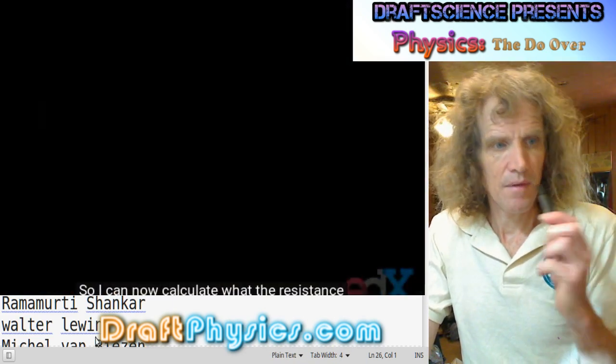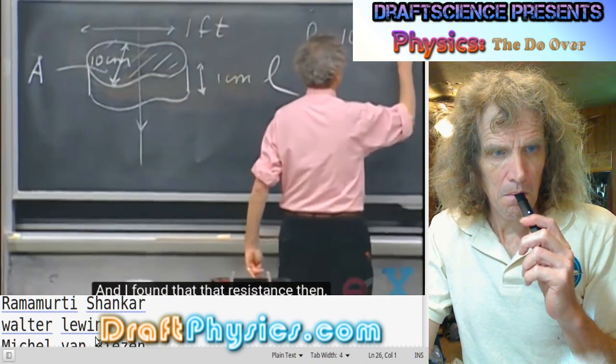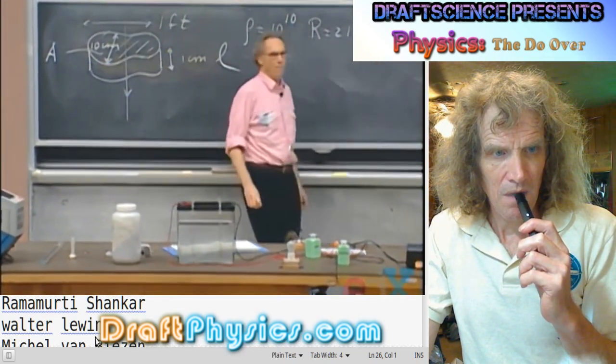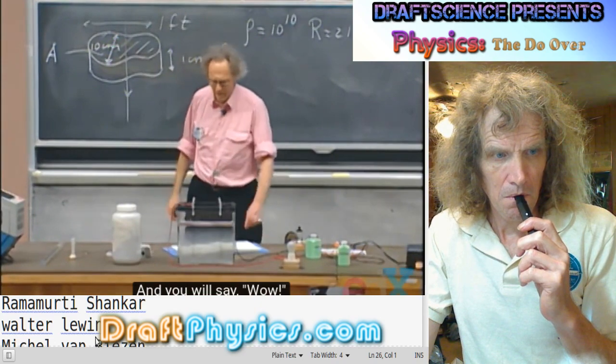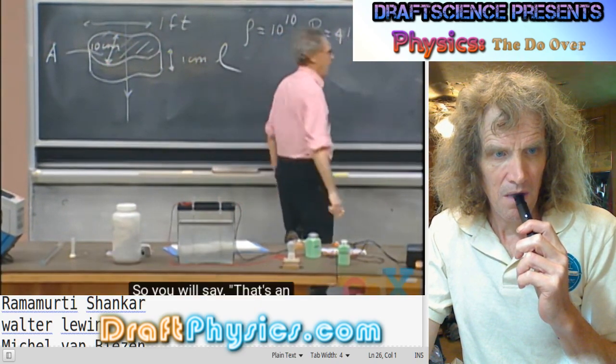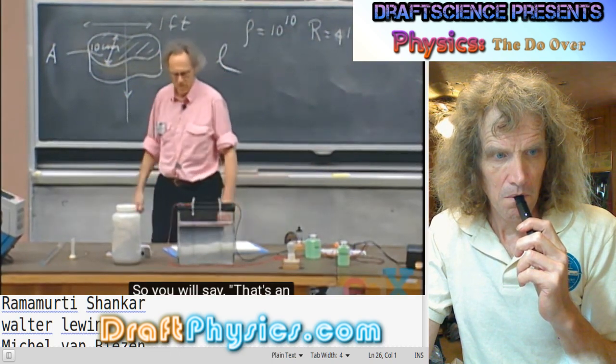Resistance is in this direction. And I found that resistance then, putting in the numbers, is about 10 billion ohm. So you will say, wow, oh, it's 4 actually. Well, big deal. 4 billion ohm. So you will say, that's an enormous resistance.